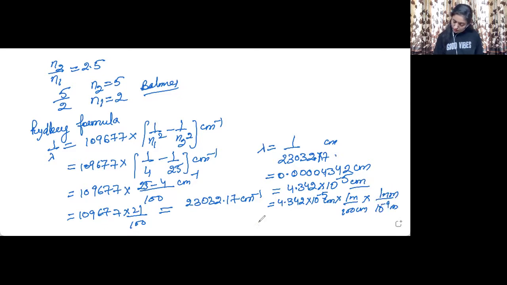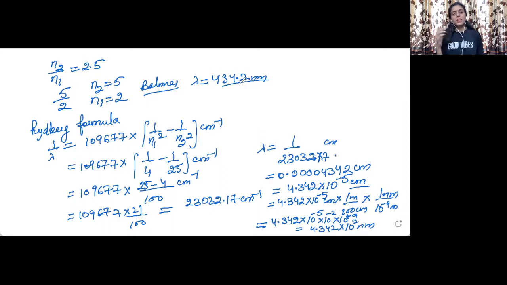So here we will get 4.342 into 10 raised to the power minus 5 into 10 raised to the power minus 2 into 10 raised to the power minus 9. So it will be equal to, not minus 9, plus 9. So it will be equal to 4.342 into 10 raised to the power 2. You can see it here on the upper side of the screen. So lambda will be equal to 434.2, now it is in nanometer.